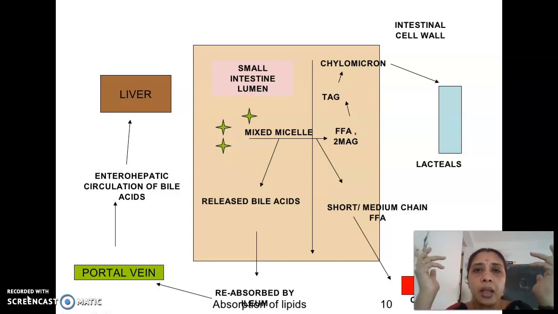Have you seen bile? Have you seen how it looks? It's like a green color fluid.